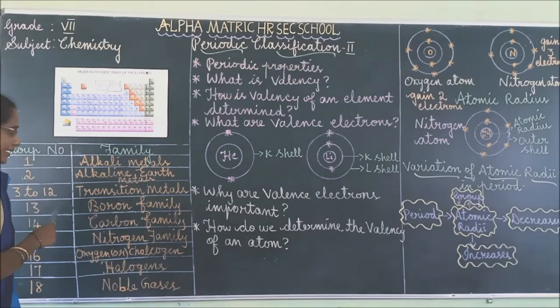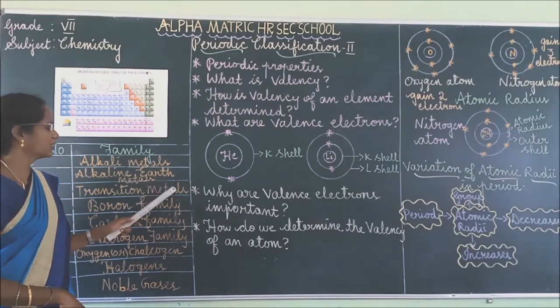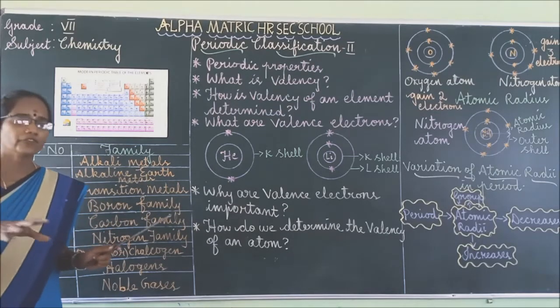Next one, group number 3 to 12 will come under transition metals. So this is the group 3, this is the group 12. All these elements come under transition metals. Transition metals means here it is half filled. When you come to the next level, you will learn about the transition metals in detail. It is partially filled, it is not fully filled.